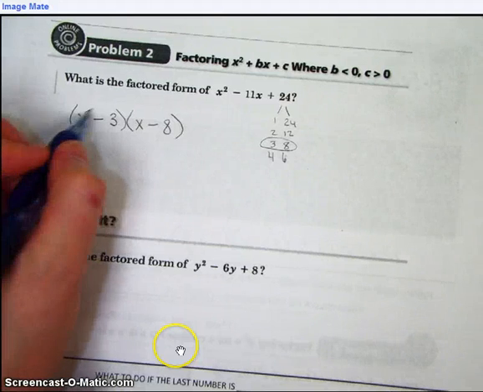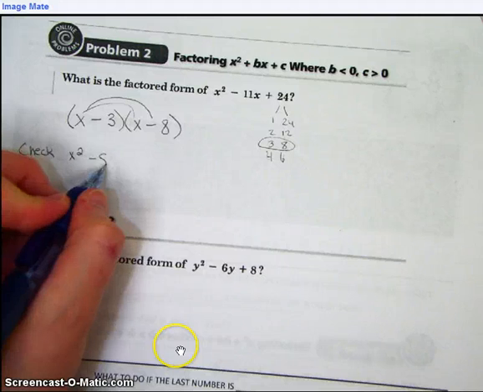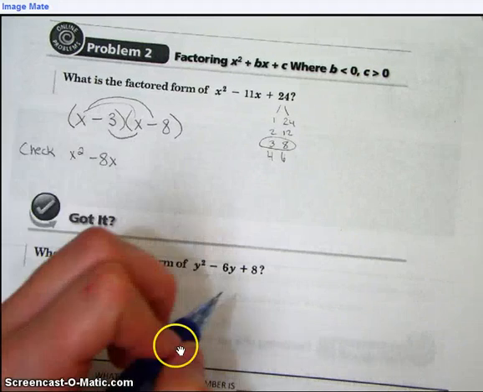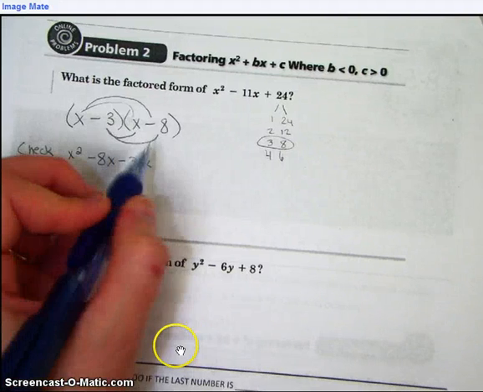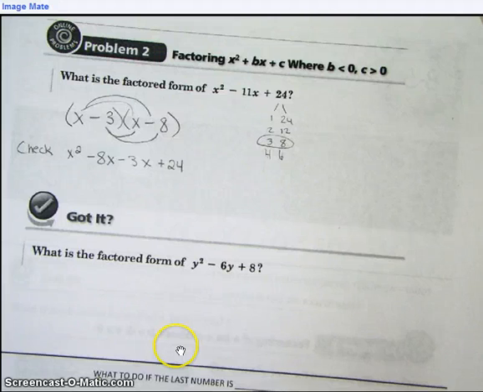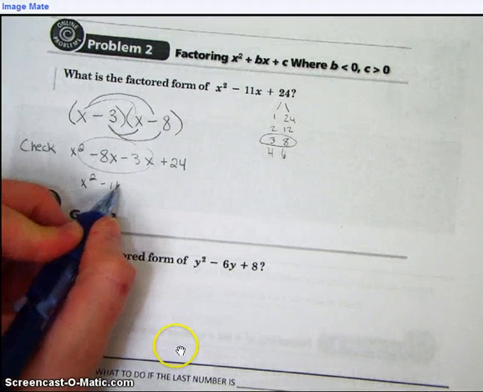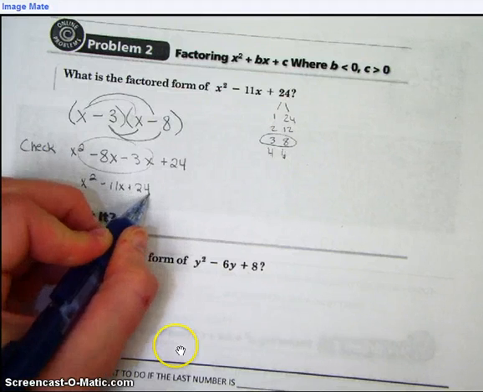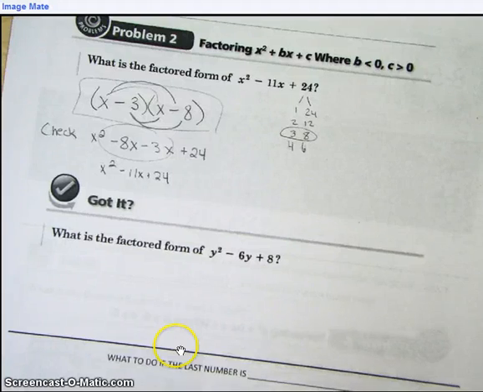All right, x times x is x squared. x times a minus 8 is minus 8x. Negative 3 times x is minus 3x. Negative 3 and negative 8 gives us that positive 24 that we were looking for. Look at how all of our signs match up exactly as we need them. This is therefore the correct factored form.